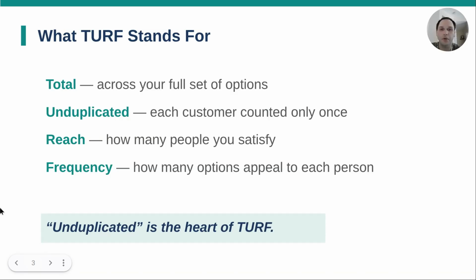Let's unpack the name, because each word matters. Total means we look across your full set of options. Reach is how many people you satisfy. Frequency is how many of your options appeal to each person. And the most important word, unduplicated, means each customer gets counted only once, no matter how many of your items they like. The last idea is the heart of Turf, and it's what makes it different from just ranking by popularity.